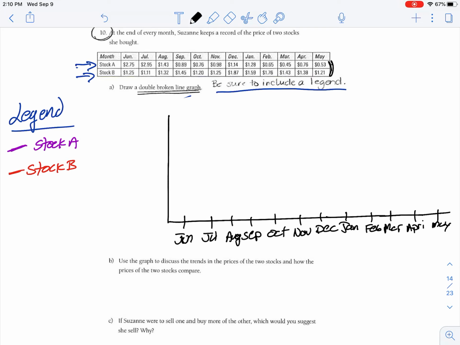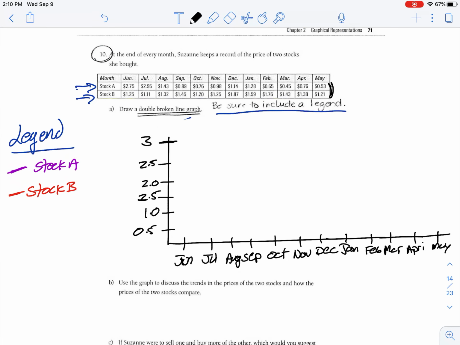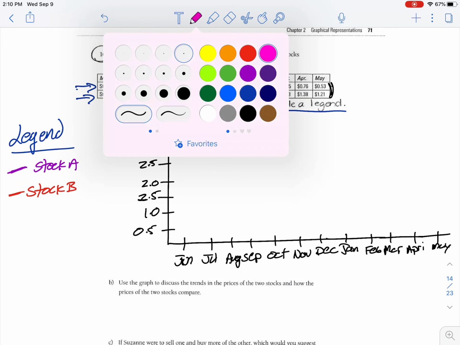Okay, now if we look here, what's the biggest value I see? The biggest value I see is we get almost up to $3. So I got to make sure that I go up to $3 on my graph. So I'm going to write $3 right here at the very top. Okay, and then the lowest is pretty low. So I'm going to go up by 0.5. So this is 0.5, 1, 1.5, 2, 2.5.